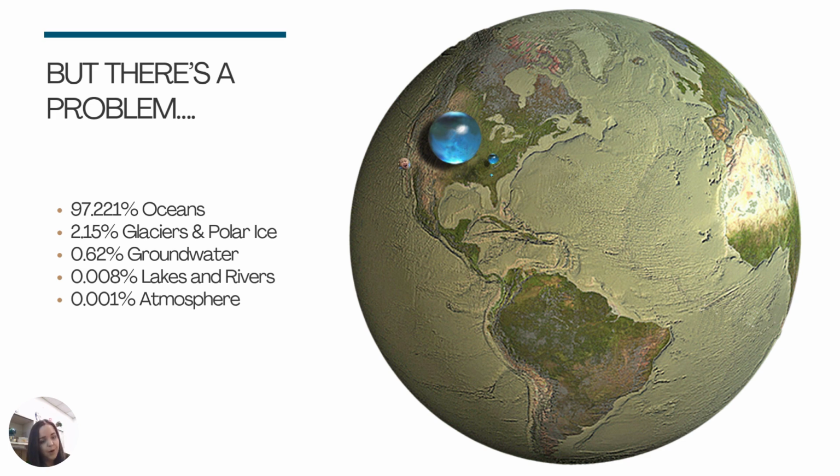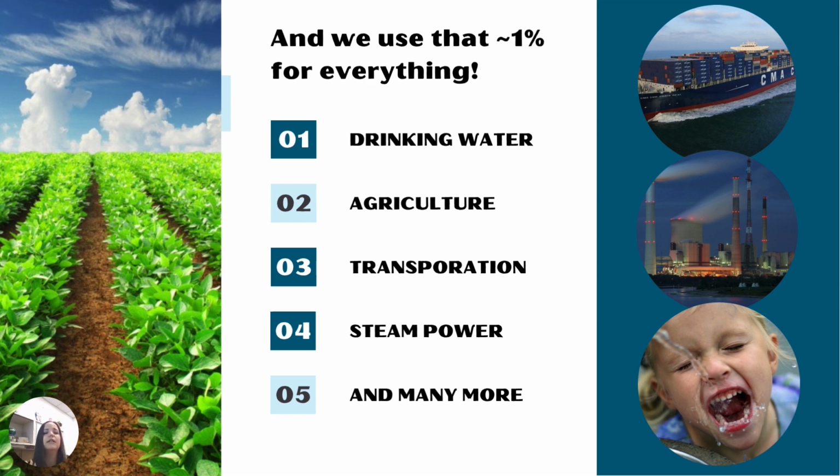And then 2.15% of the water, fresh water, is locked in glaciers and polar ice. 0.62% is found in groundwater. 0.008% is surface water, which is lakes and rivers. That is a really small amount. And then we have a little bit in the atmosphere as well, which exists as water vapor. So that really small percentage, which is less than 1%, is used for literally everything.